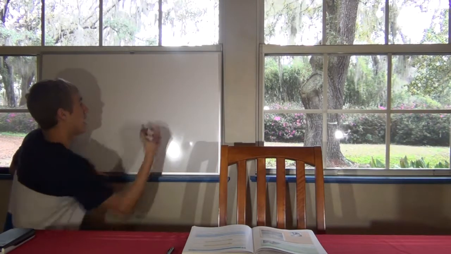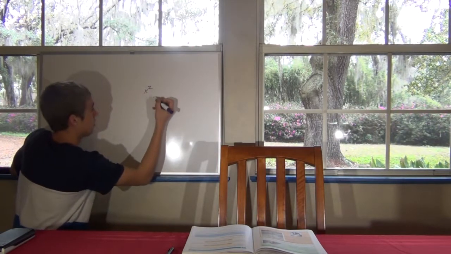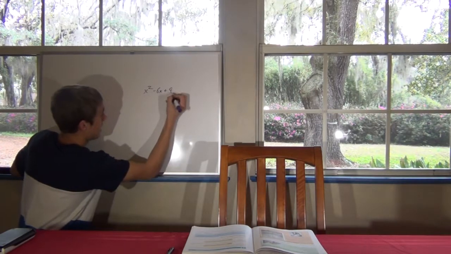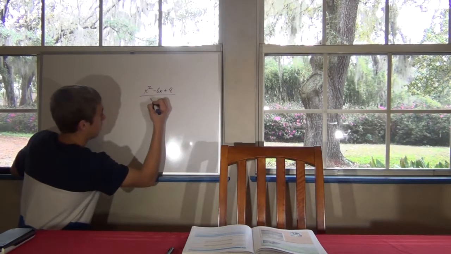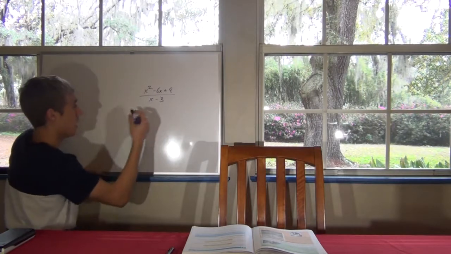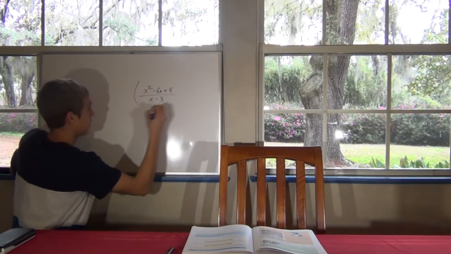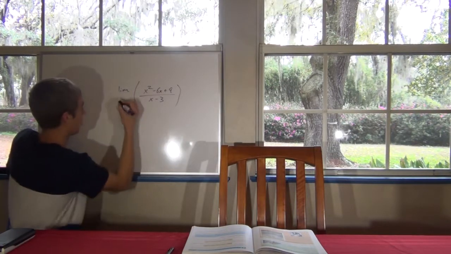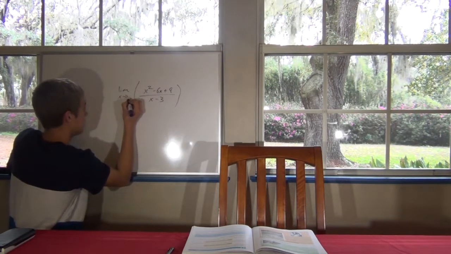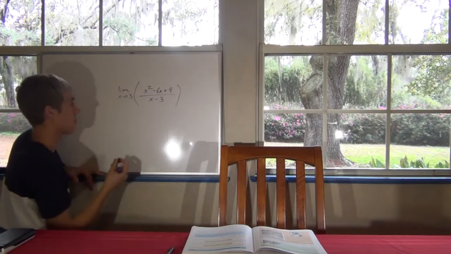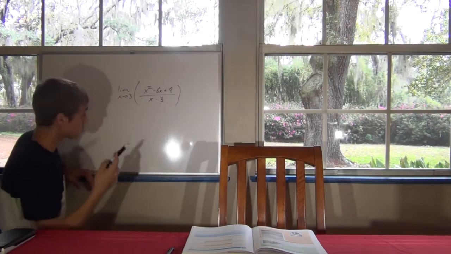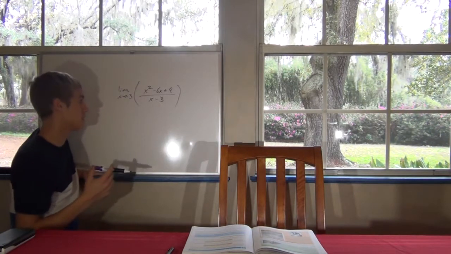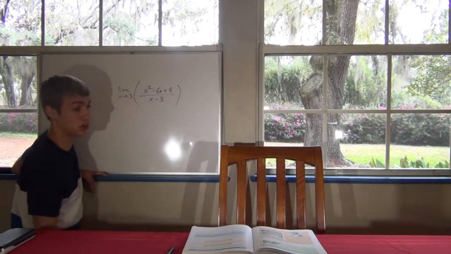And let's say (x squared minus 6x plus 9) over (x minus 3), and we're going to take the limit of this as x goes towards 3. So how do you think we can do that? We see we've got a bit more complicated expression up top, so we can't just simplify it, and we want to figure out where this is going to.